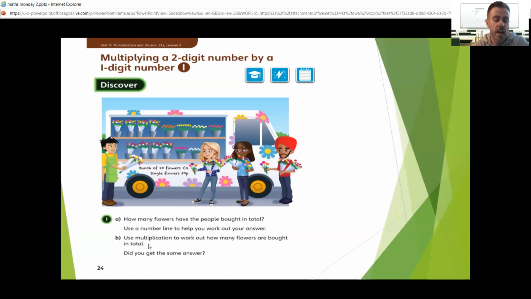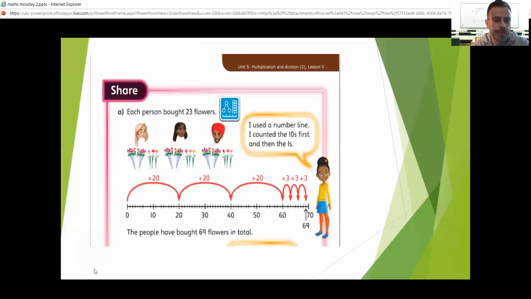Okay, so one more time for 1B. Use multiplication to work out how many flowers are bought in total. Did you get the same answer? So you're going to have a go at 1B now. No number line this time. A times table. Have a go. Pause the video. All right. So, bit tricky. Let's find out how you do it.